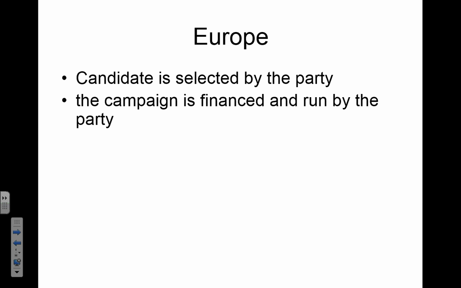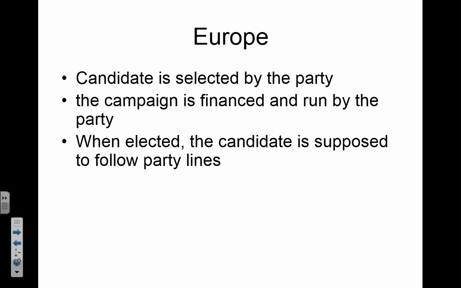So I can't just completely ignore the party, because I've got to have their label. If I want to win elections, realistically, I've got to have that nomination. I've got to have that party label. But I don't need to toe the line with them. They don't give me money. So you can deviate some. You can't deviate completely. When elected, in most European democracies, it's not a question of will you follow the party line. You need to. And if you don't, the party leaders will choose somebody different the next time.